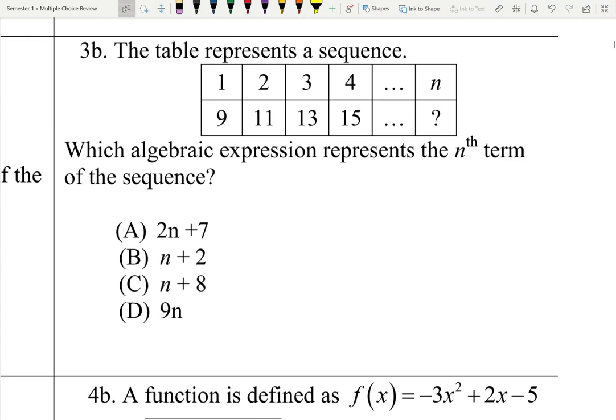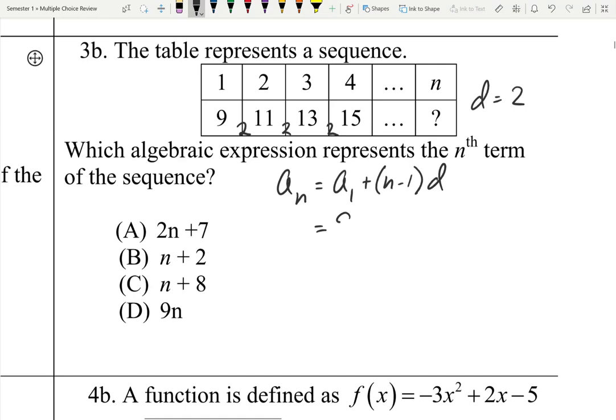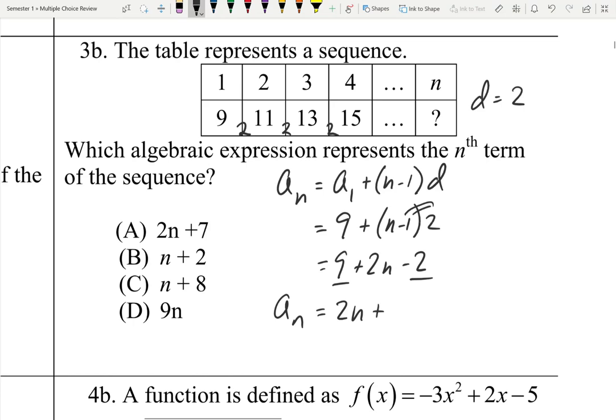Our next problem, same type of problem. From 9 to go to 11 we add 2, from 11 to 13 we add 2, 13 to 15 we add 2, so our common difference is 2. A sub n equals a sub 1 plus the quantity n minus 1 times d, and our first term here is 9, plus the quantity n minus 1 times 2. We'll distribute our 2, 9 plus 2n minus 2, combine our like terms, and a sub n is 2n plus 7.